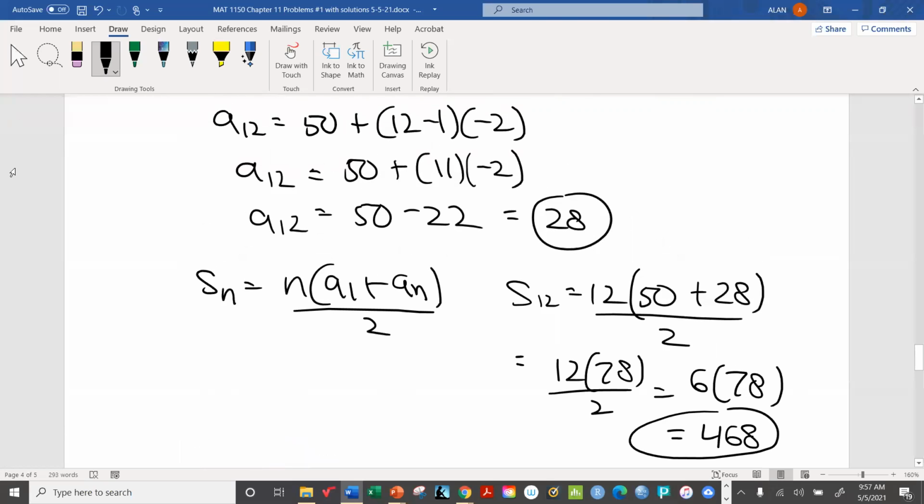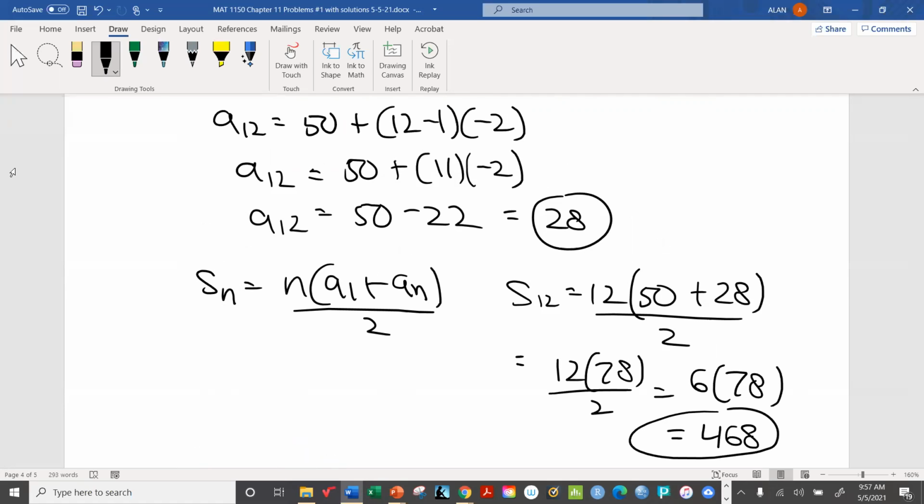Nice. Okay, so that wasn't as bad as it looked. But yeah, you can see the sum is a little smaller than you might think because the numbers are shrinking. Now the next one, we have to watch it because there's fractions involved. And fractions are always going to make things a little more challenging.